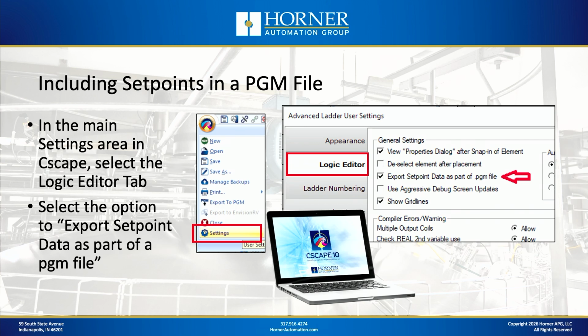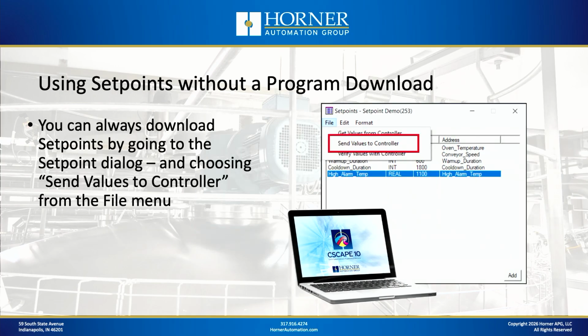So go to the main settings dialog, which is available from the Cscape Wave button. Make sure you're on the Logic Editor tab, and then there's an option that you can check to export Setpoint data as part of the PGM file. And if you do that, every subsequent time that you create a PGM file, that Setpoint table will be included in that file.